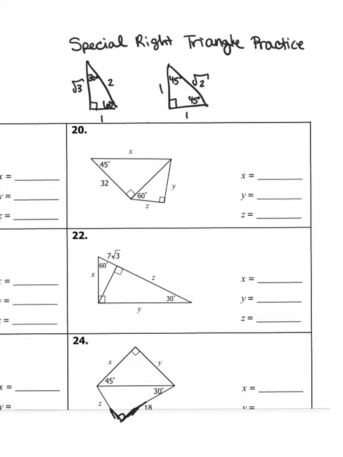So what they're giving us here is a leg. Remember, my two legs are congruent. So if this side is 32, then the other leg is also 32. To go from the leg to the hypotenuse, I have to multiply by the square root of 2. So this gives me 32 square roots of 2.